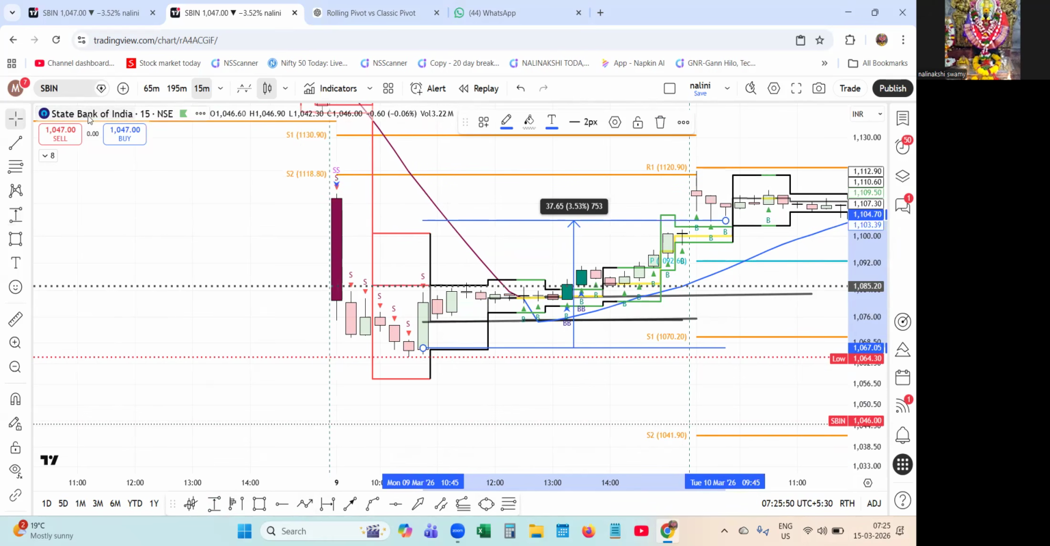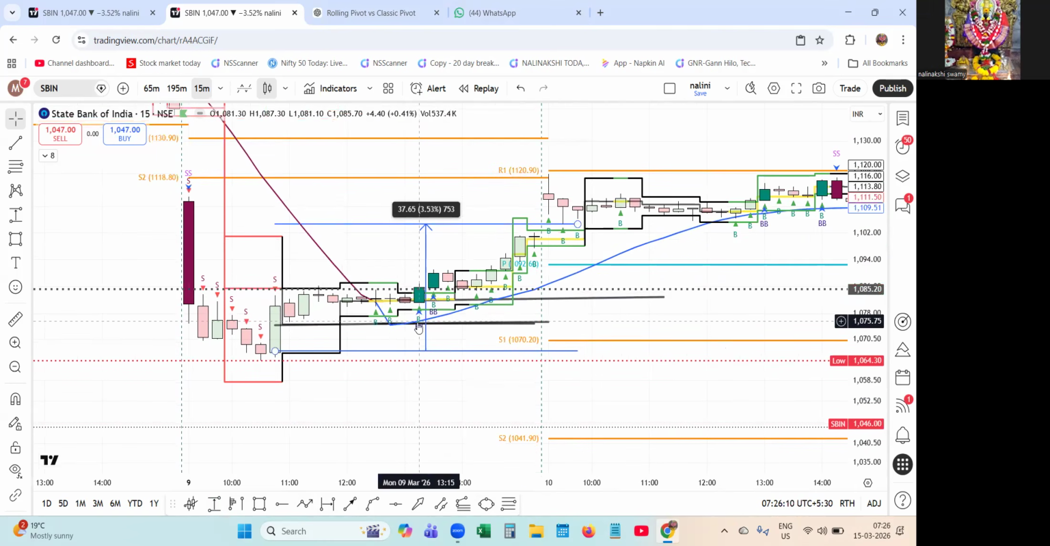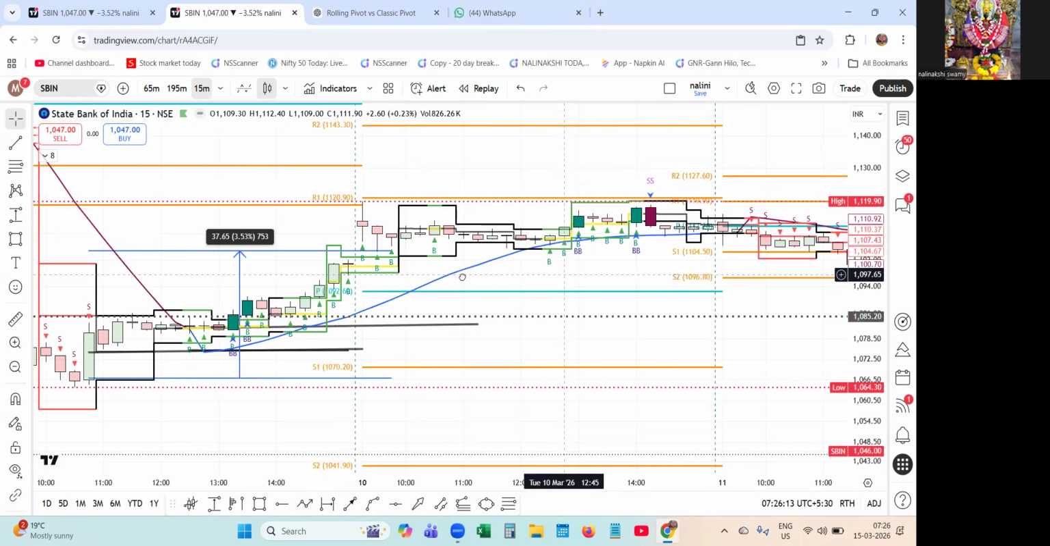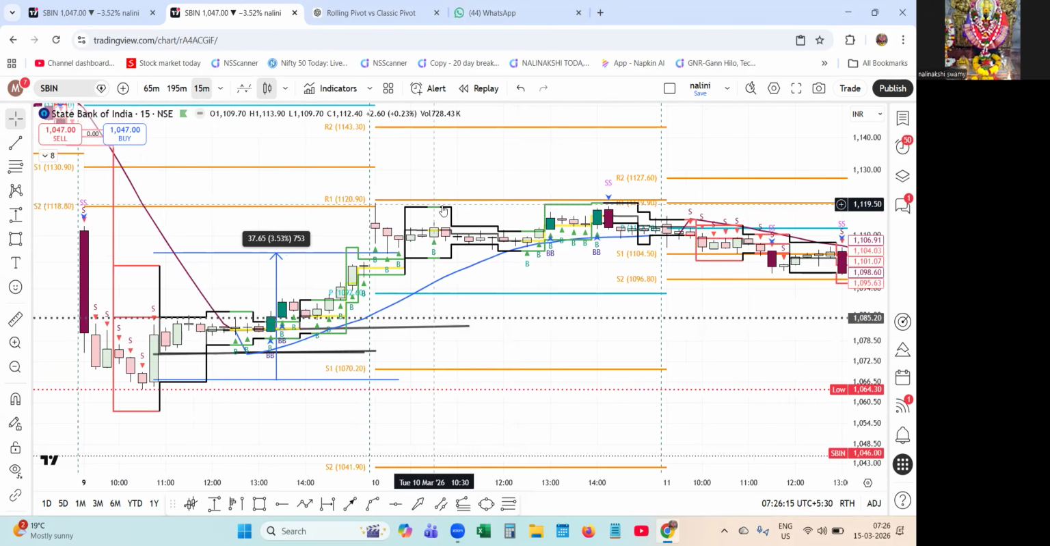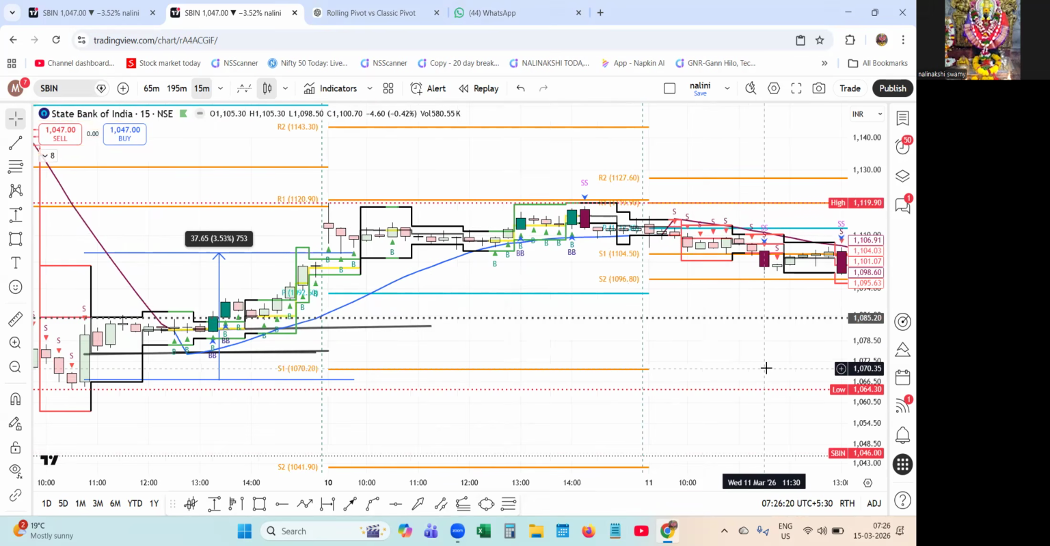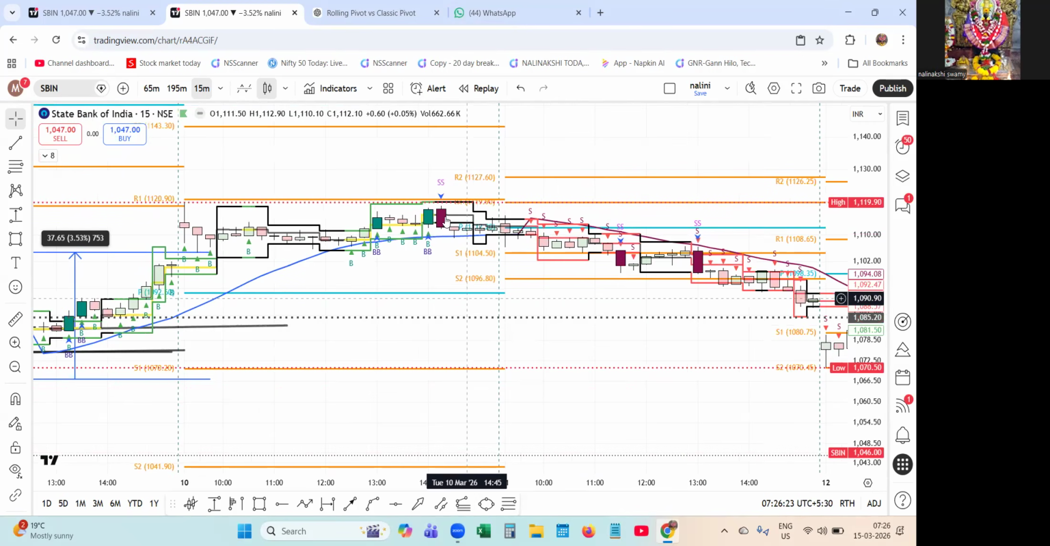37 points on State Bank of India, 3.5 percent more. Yes, friends, 3.5 percent. If you trade on the option, you will get a very good amount. This is a momentum trade. You can comfortably, without panic, hold the position. See, you could have had a BTST trade also, you could have held it, and only finally here you can see the flip of this. On 11th, you can see the indicator.